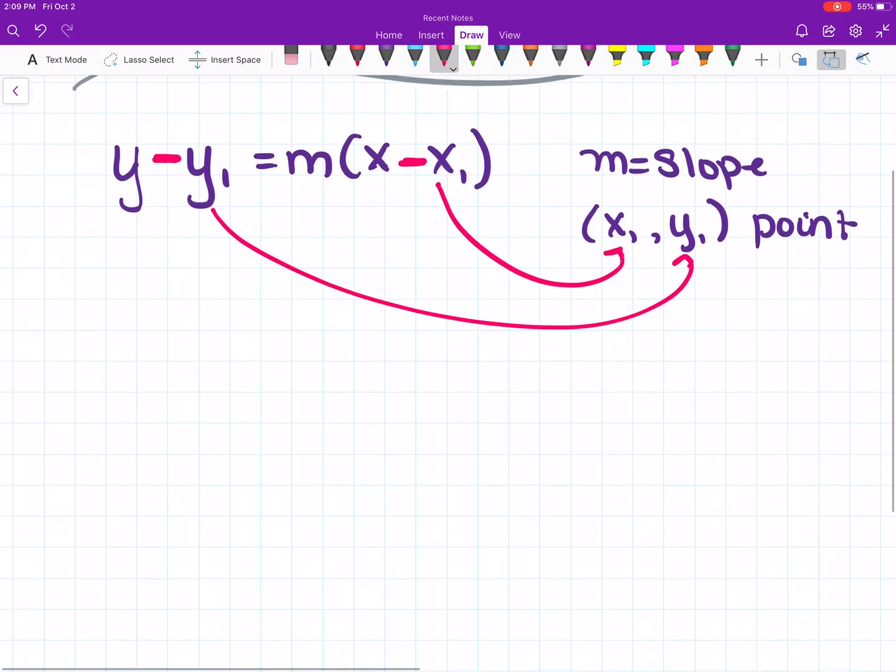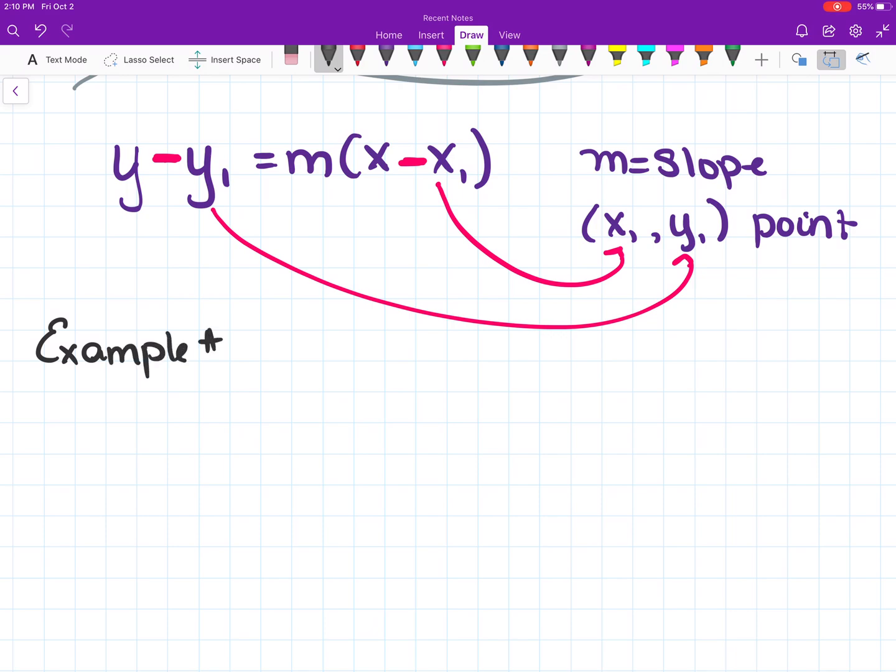So let me talk about this. Let's do a couple of examples. So example 1 is write an equation in point slope form.